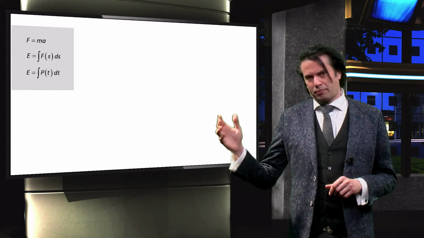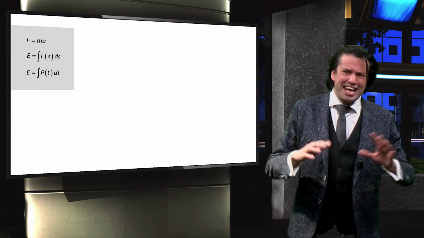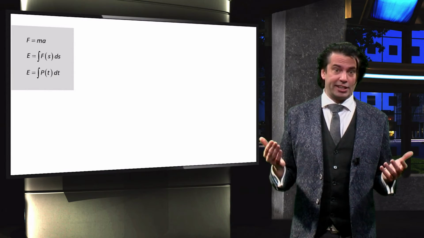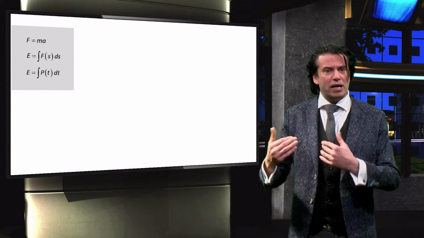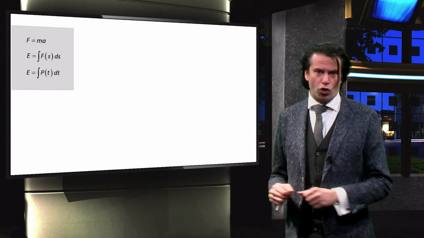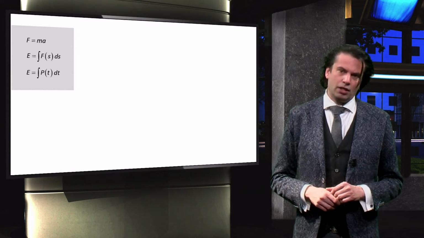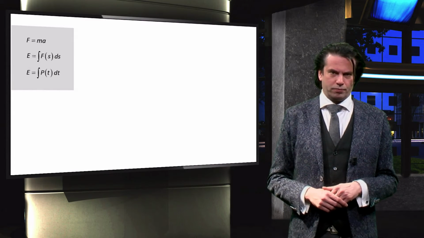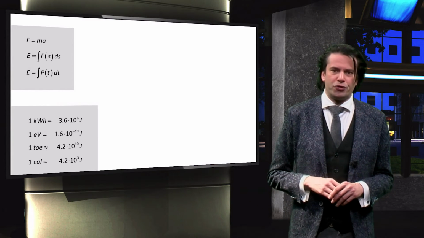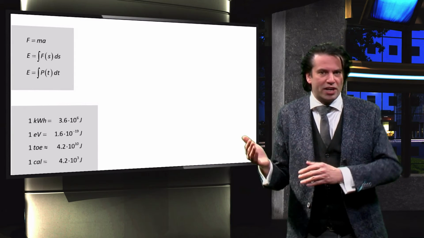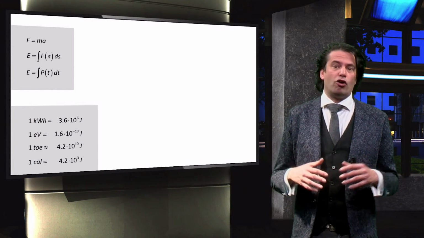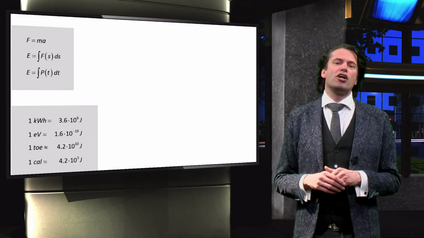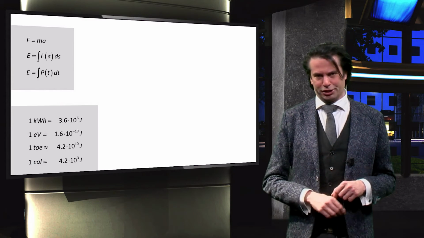In summary, we defined the force as any influence on an object that changes its motion, and the energy as the ability to apply a force over a certain distance. The power we define as the energy exerted per unit time. We introduced a number of alternative definitions, of which the kilowatt hour and electron volt are of special interest to us as solar cell engineers.